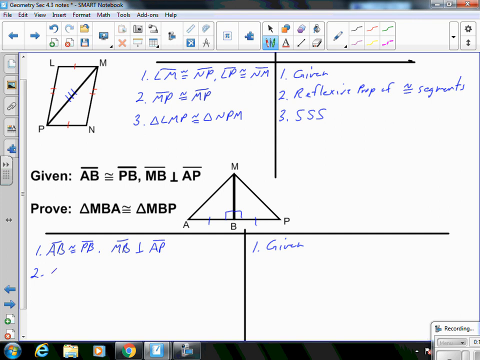So angle MBA and angle MBP are right angles. And we know that because they told us that the lines are perpendicular, and the definition of perpendicular lines tells us that two lines intersect to form a right angle.